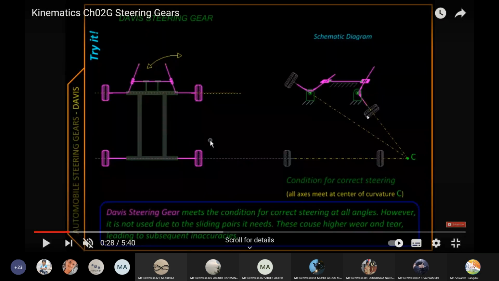Because whenever there is rotation, sir, the paths on which all the tires are moving have to be concentric at a single point. Only then will they all move as a team.